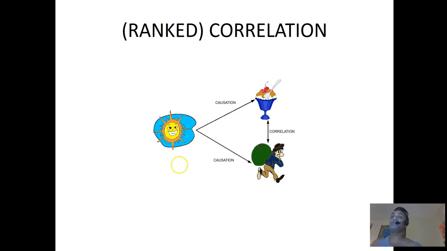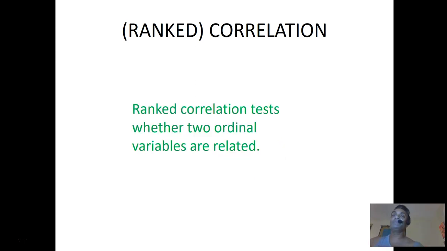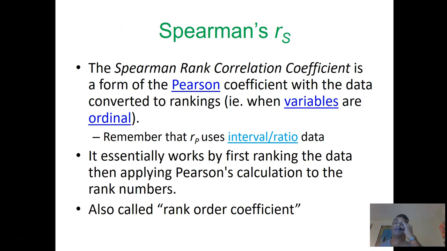Here, this example shows whether or not thievery is related to preference in ice cream, and it's confounded by the fact that more theft occurs on hot days during which you're more likely to eat ice cream. It's a stupid picture, don't worry about it. So, ranked correlation tests whether or not two ordinal variables are related.